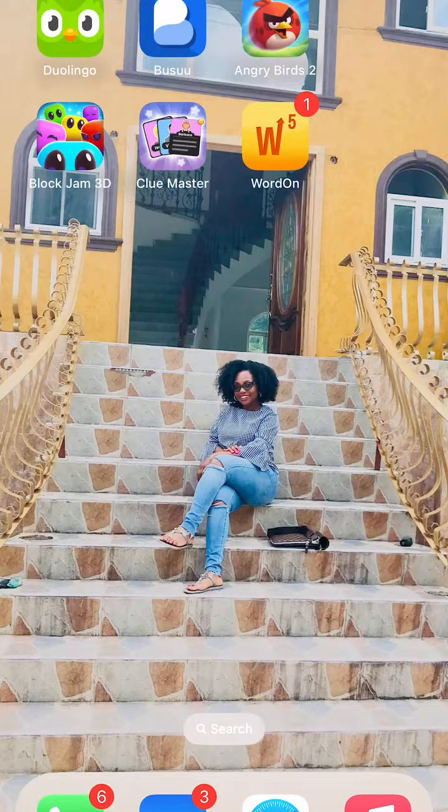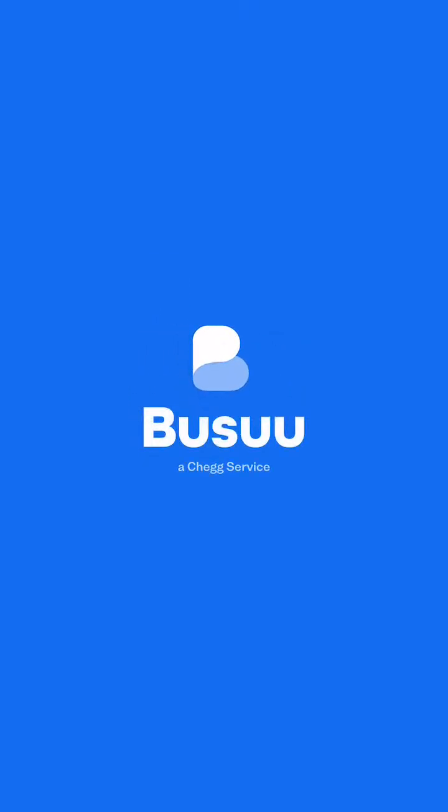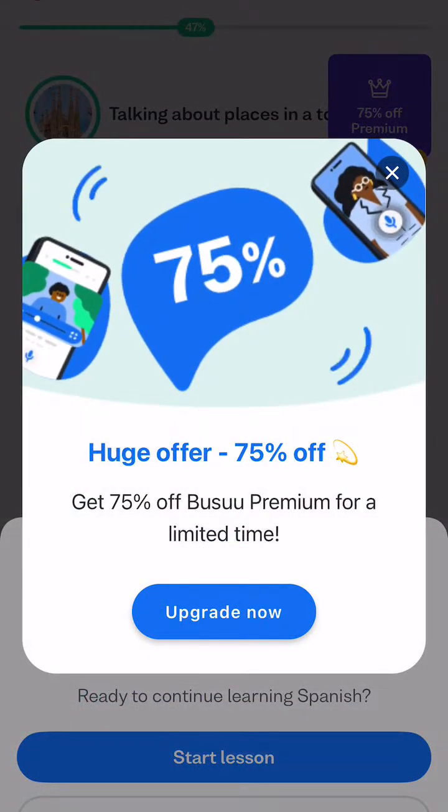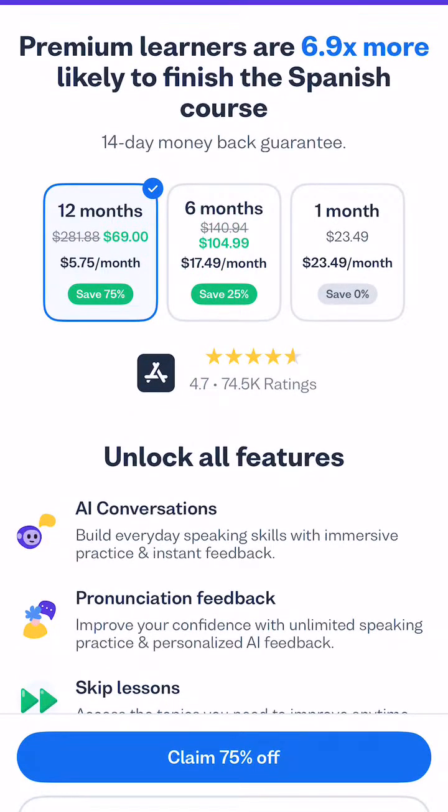Well, I have a plethora of options here. I can either do Spanish, play Angry Birds, play Block Jam, play Clue Master. I wouldn't really play Word On, unless you guys are into Word On. I don't know. But if there are no preferences, then I'll just do a Spanish lesson. And we will end off the live with a Spanish lesson. I'll just do one though. I'm not gonna bother trying to get the daily challenge. I think usually we have to get 20 stars a day. So I'll just aim for 20 stars today and that should do it.